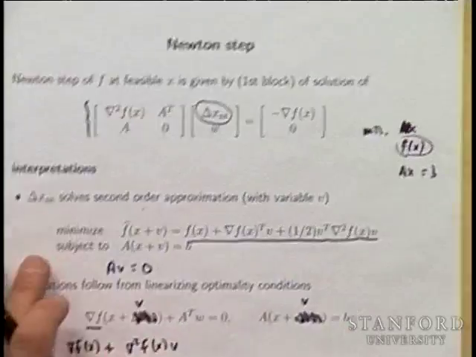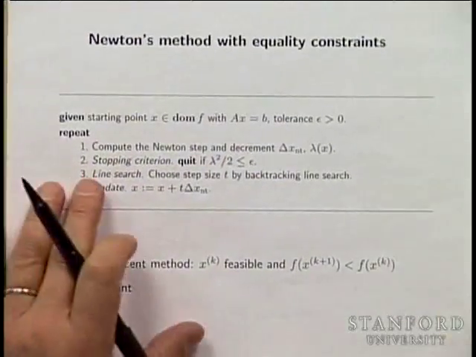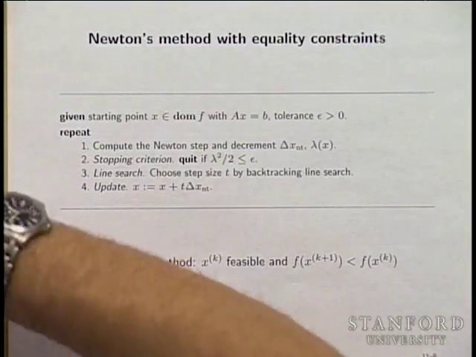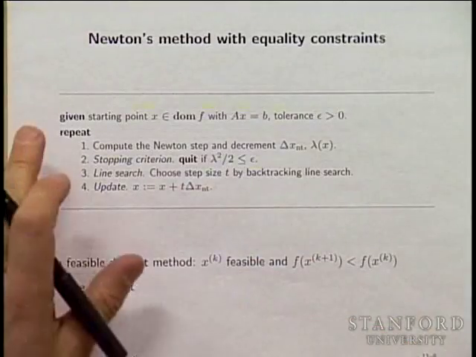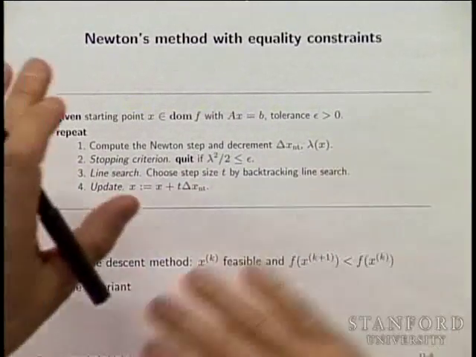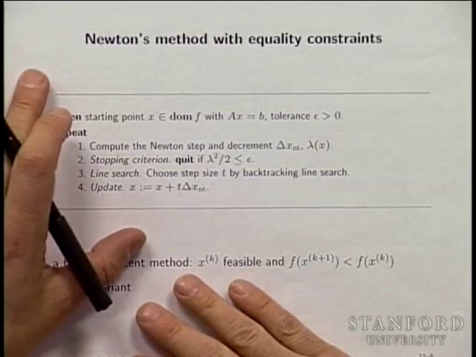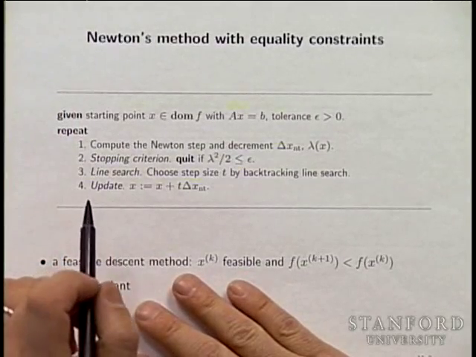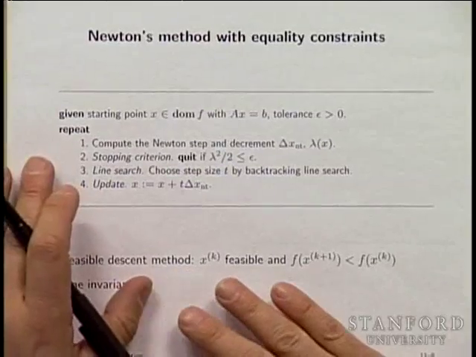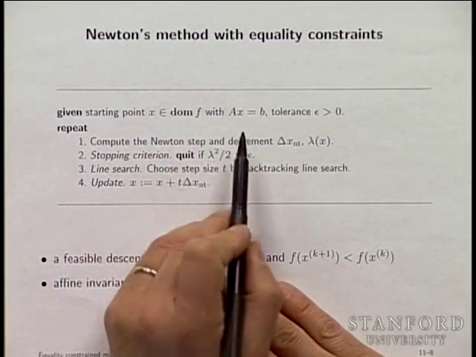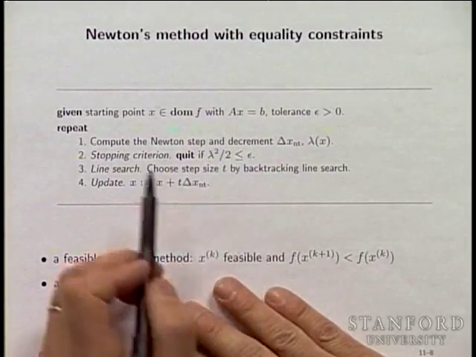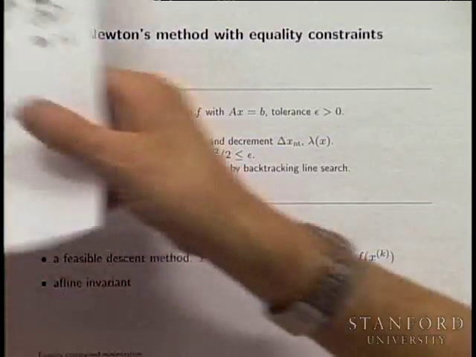Okay, so Newton's method looks like this with equality constraints. I guess you'll be implementing one. Some of you may already have. In fact, we know some of you already have because you've written with questions. But all of you will be shortly writing up a Newton's method with equality constraints. So it works like this. You're given a point in the domain of f, of course, with Ax equals b. And you compute this Newton step. That's by solving this set of equations.